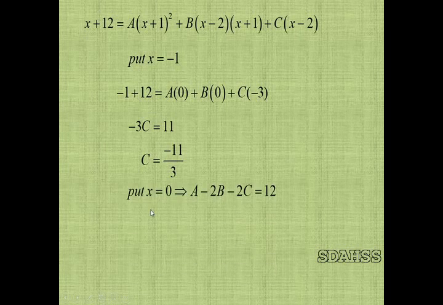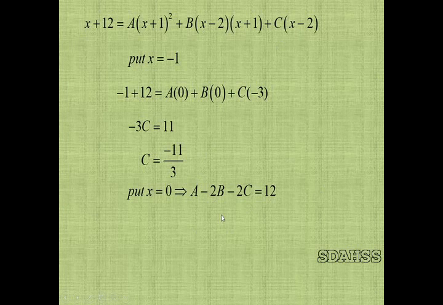Then put x is equal to 0 in the same equation. So if you substitute x is equal to 0, the left hand side you'll get 12. 12 is equal to, if you substitute x is equal to 0, then 0 plus 1 means 1, 1 square means 1, 1 into a, plus, substituting x is equal to 0, minus 2, minus 2 into 1 minus 2, so minus 2b, then minus 2c is equal to 12.